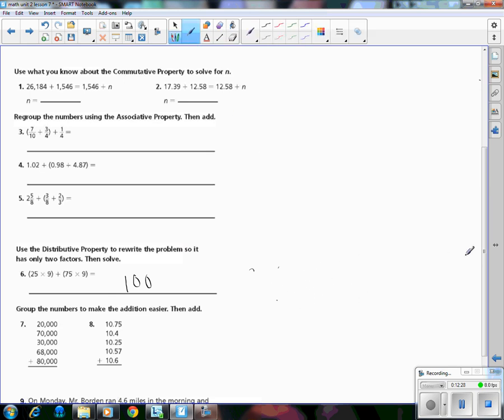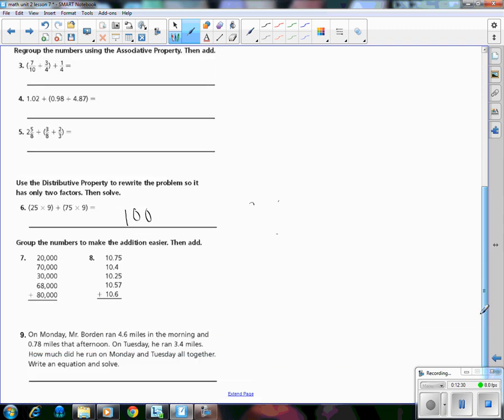Okay, come down here and look at a couple more examples. So this says for 7 and 8, group the numbers to make the addition easier, then add. So based on what we know from the associative and commutative properties, we can change the order, we can group these as we need to help us come up with an easier addition problem.